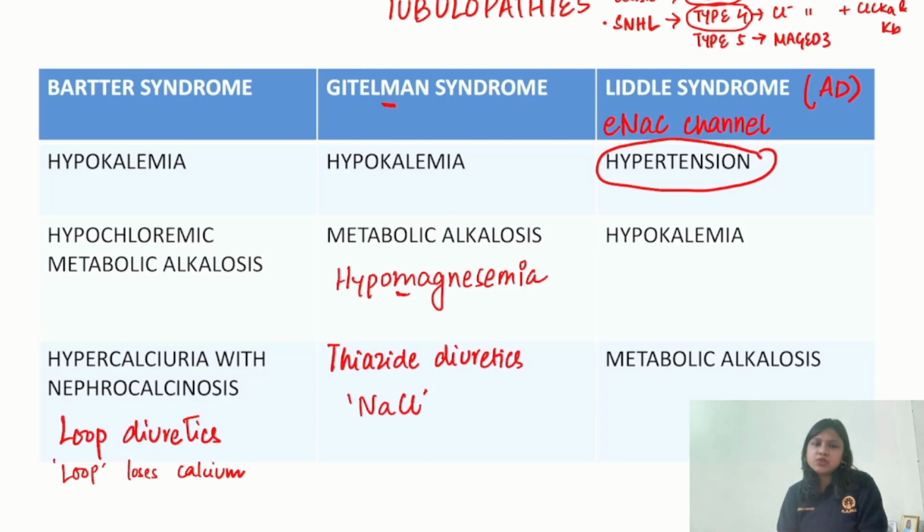Of course, for management, you understand that in case of Bartter and Gitelman, we need to go for potassium supplementation, right? Along with that, we need to go for sodium supplementation as well. And in case of Liddle syndrome, there is hypertension, so we need to manage that. And potassium supplementation is also required.